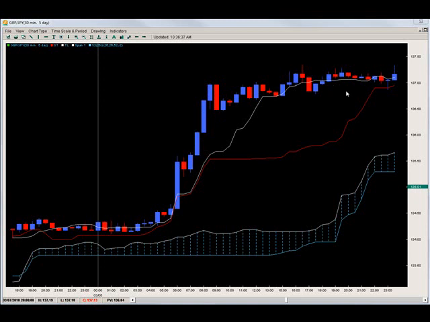Generally when pairs advance really strongly and close up at the top, that usually sets up situations where they're going to continue. But the pound yen does something interesting.